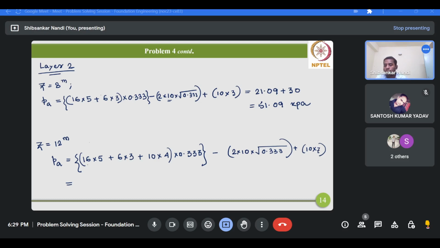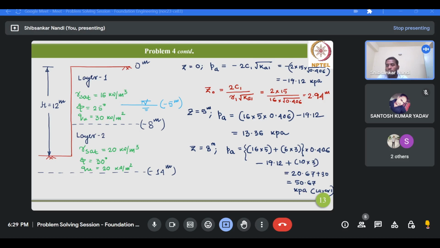Have you got this? This is for layer 1. 16 multiplied by 5. This is above the water table. Then 6 multiplied by 3. This is below the water table, however, up to the interface. Then 10 multiplied by 4. That is the thickness of layer 2 up to the base of the wall and the submerged unit weight of layer 2. Now, what is the submerged unit weight of layer 2? That is 10 kilonewton per meter cube.